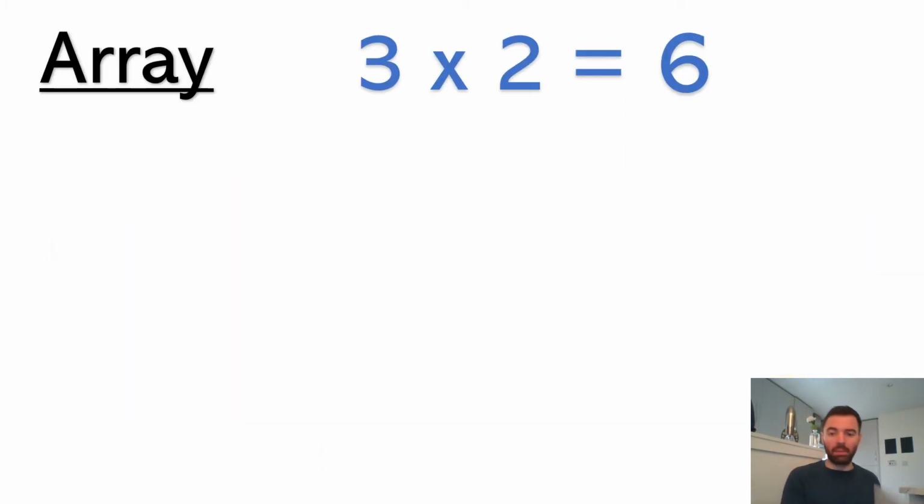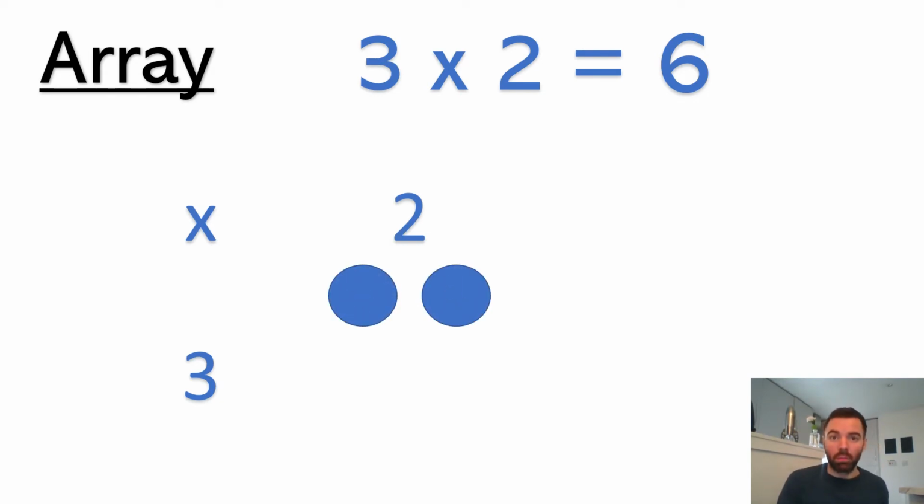Another way we can do it, maybe a quicker way than that, is with an array. Now, we've got here 3 times 2 is 6. We might know that, but there is a way we can draw it to make it clearer. So 3 times 2 really means 3 groups of 2. 3 groups of 2. So that's one group of 2. 2 groups of 2.